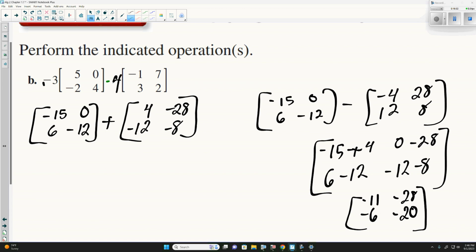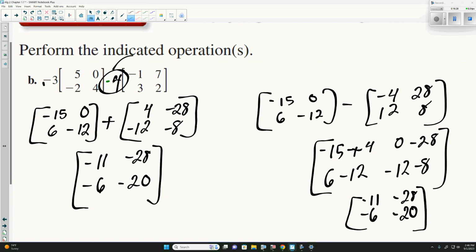Let's look back over here. Negative 15 plus 4. 0 plus negative 28. 6 plus negative 12. Negative 12 plus negative 8. We get the same answer. But what I want to point out is that if we multiply everything by the negative 4, which we can do, we just have to change the sign between them to plus.